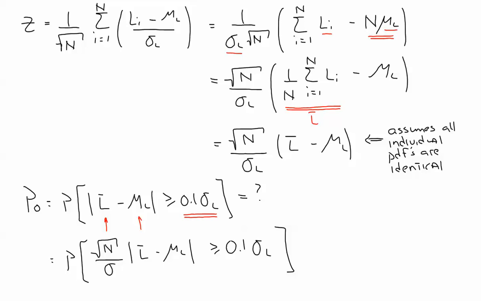Oops, I'm sorry. That is a sigma sub L, and I need over here a square root of n. There we go. I'm multiplied by square root of n and divided by sigma sub L. All right, let's go to the next page and finish this up.